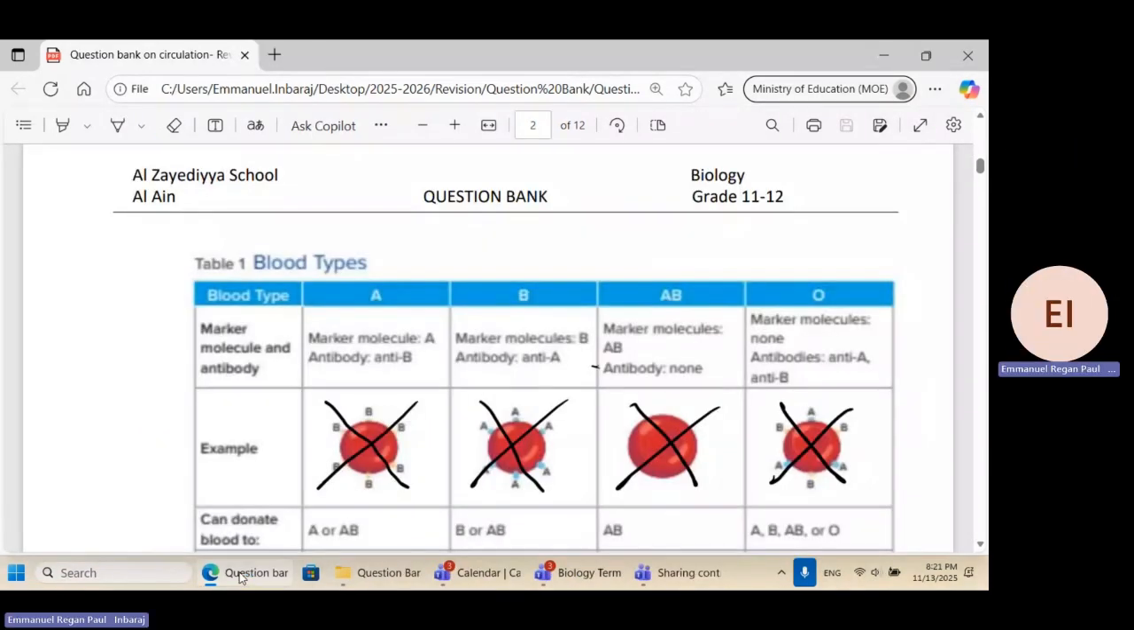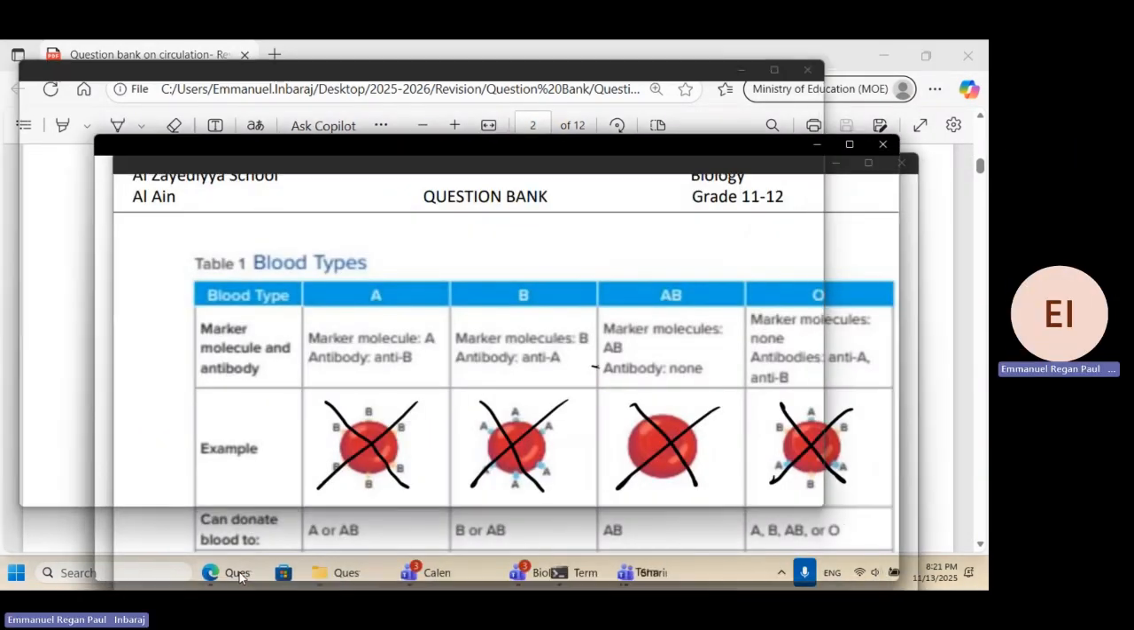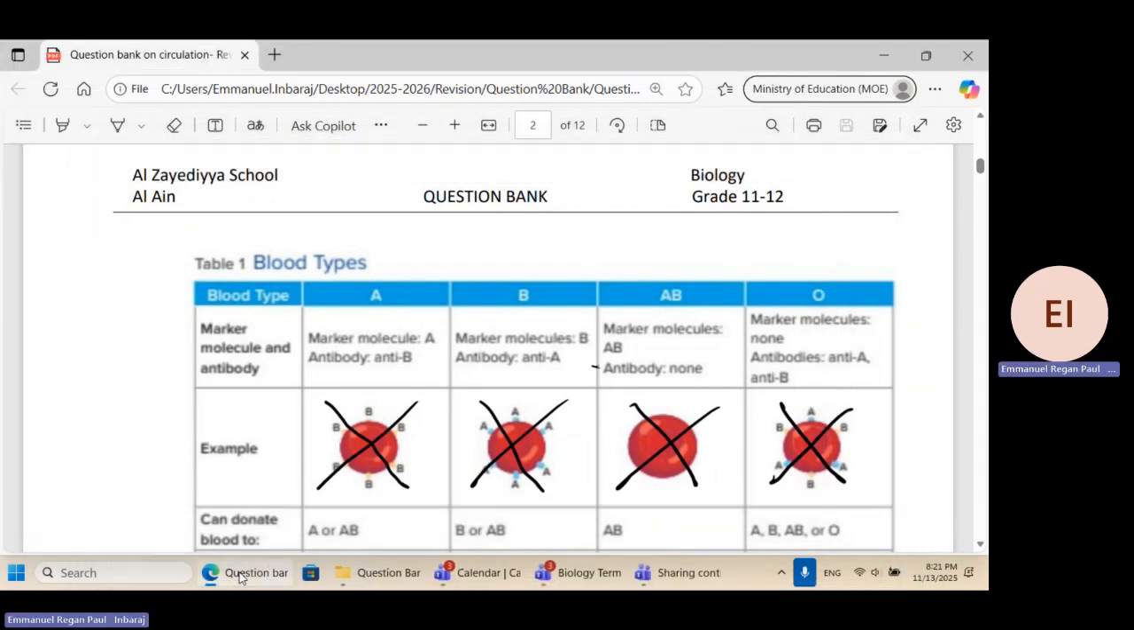The blood types that are found in your body. As you're looking here, there are 4 types of blood. So let's look at it. What are the 4 types of blood? The first type is called blood type A, and the second one is B. The third blood type is AB, and the fourth one is the O blood type. So there are 4 different blood types: A, B, AB, and O.